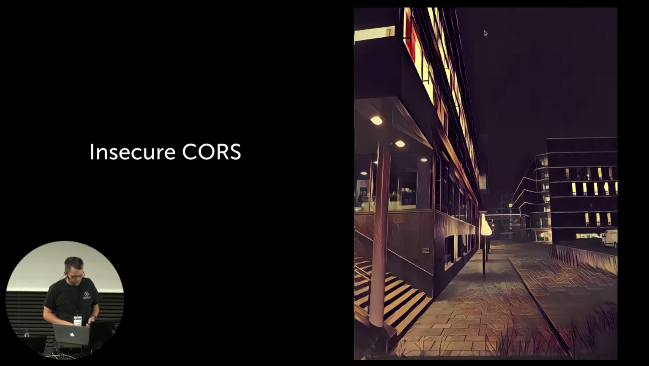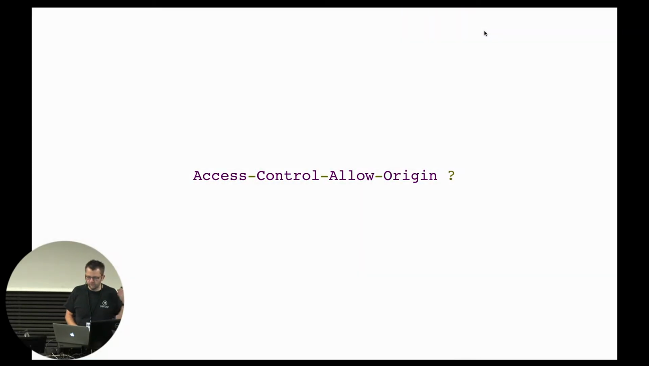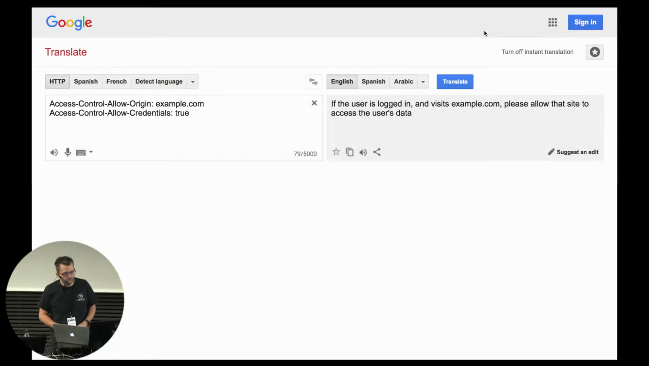The next thing we're going to touch briefly on is CORS, because we've seen that a lot in bug bounties as well. So we saw these headers popping up quite a few years ago. Access-Control-Allow-Origin. And it's sometimes hard to understand what it actually means, because this one is pretty simple, but then we have all the other headers as well. So I plugged it into Google Translate, and I told it to translate from HTTP to English. So Access-Control-Allow-Origin: example.com, Access-Control-Allow-Credentials: true, in English would be: if the user is logged in and visits example.com, please allow that site to access the user's data. Okay, yeah, makes sense.